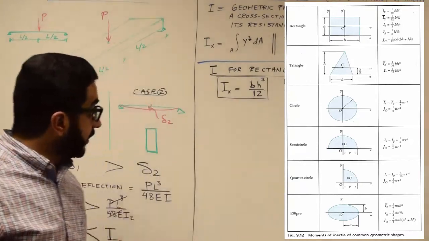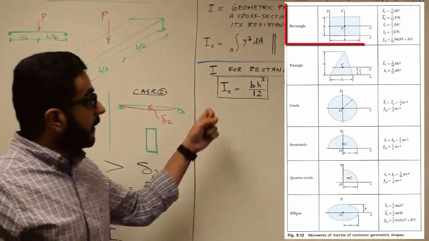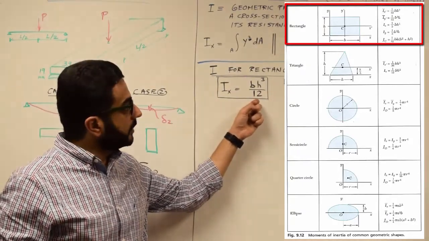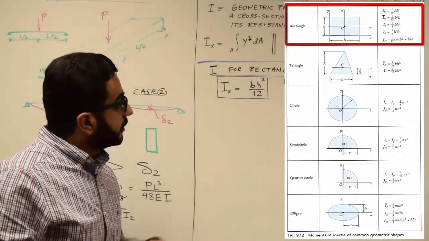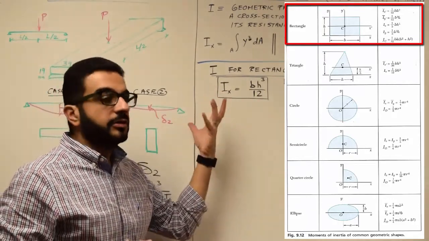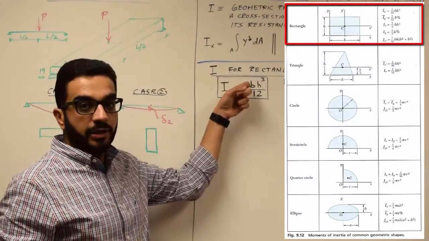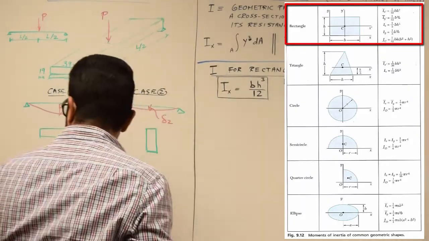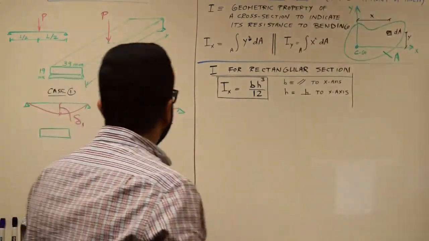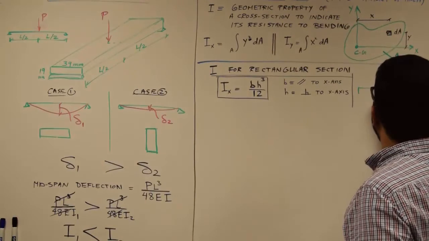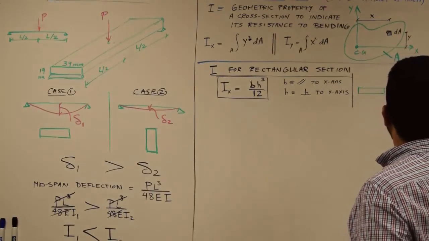So for our case, we're dealing with a rectangle. I is equal to bh cubed over 12. I'm saying Ix here, but the key is really knowing what's b and what's h. For our case, we have two orientations of the cross section. So we have this one, and we have this one.